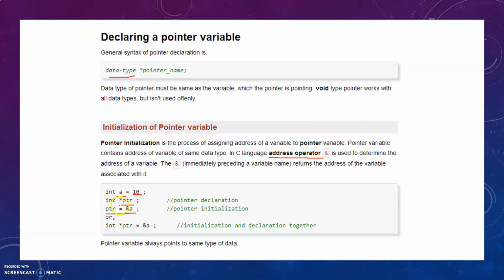You are seeing this thing, right? int *ptr. ptr is an integer pointer variable. It is pointing to the address of myself. That means I can easily write it as int *ptr = &a. Clear? This is called the initialization part.